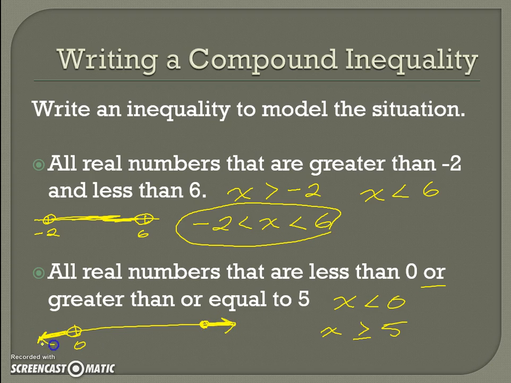You should always put arrows on the end of your number line. So this has no overlap, so the only way to write this is by using that word "or." So you would say x is less than 0 or x is greater than or equal to 5. And you must have the word "or" or it is incorrect. So be very, very careful with that.